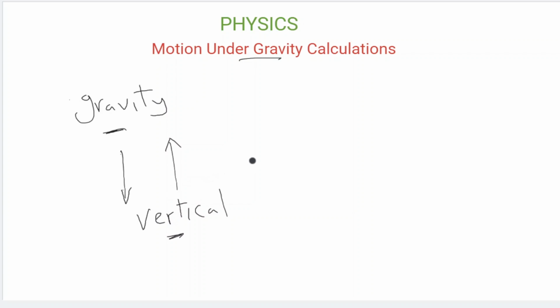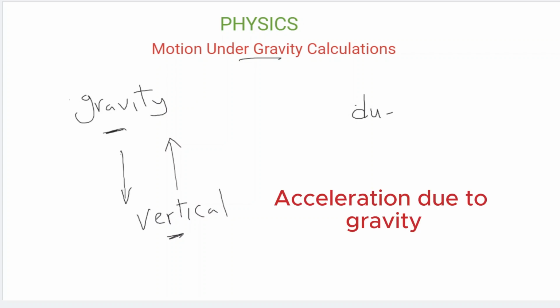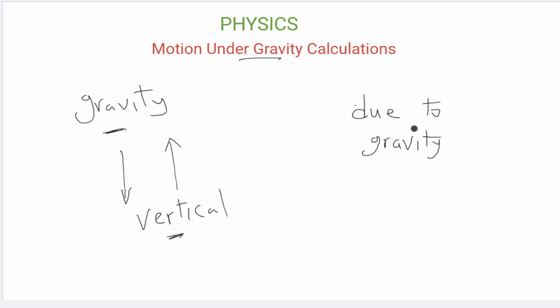Another point about motion under gravity: it is influenced by an acceleration, and this acceleration is known as acceleration due to gravity. While horizontal motions are affected by normal, horizontal acceleration, vertical motions are affected by acceleration due to gravity. Is that okay?